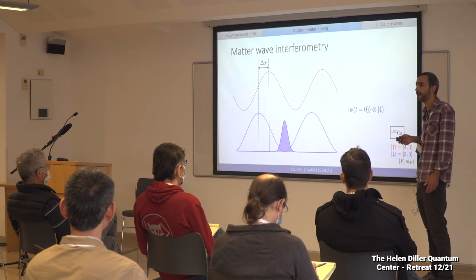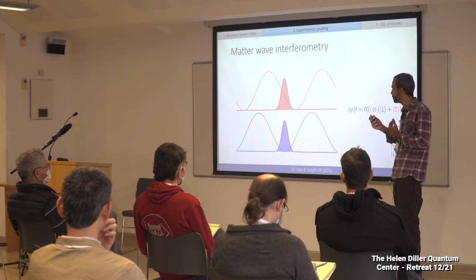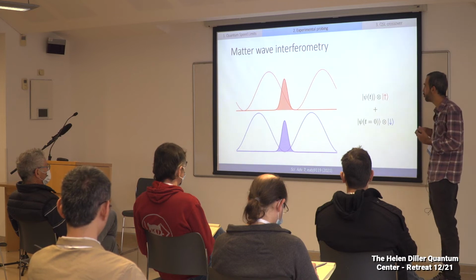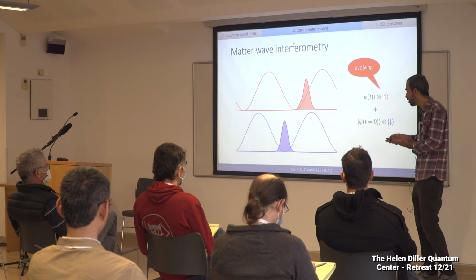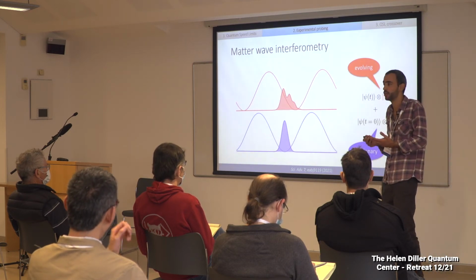Now we can shine a pi half pulse, which will create an equal superposition of both spins. The red part of the wave function is excited, so it will evolve in time. We have this evolving part, while the down part is stationary, and it will serve as a reference for the initial state.